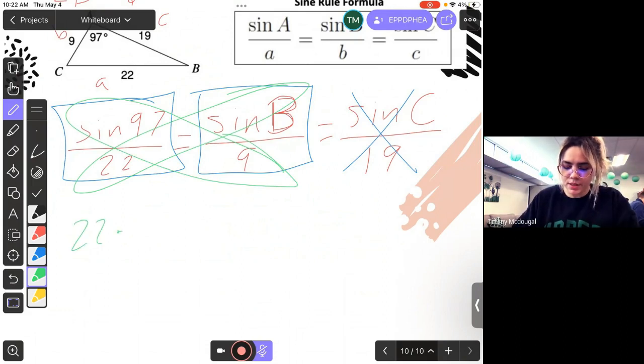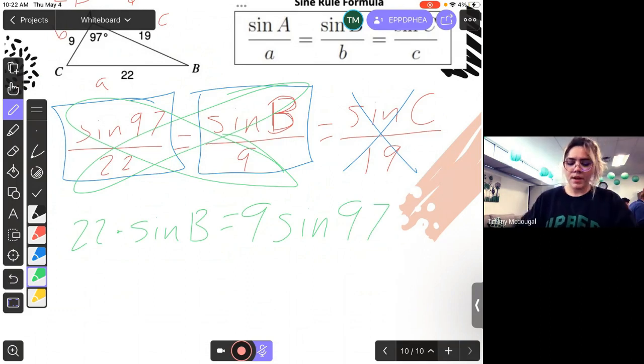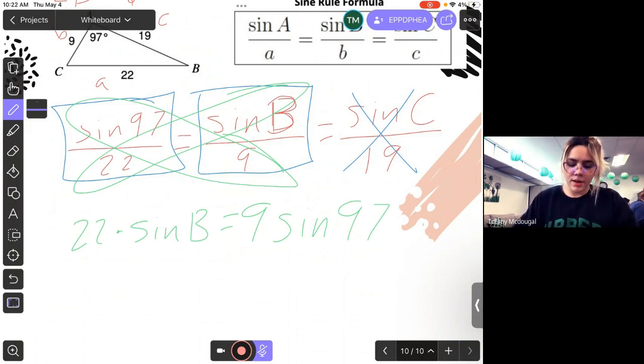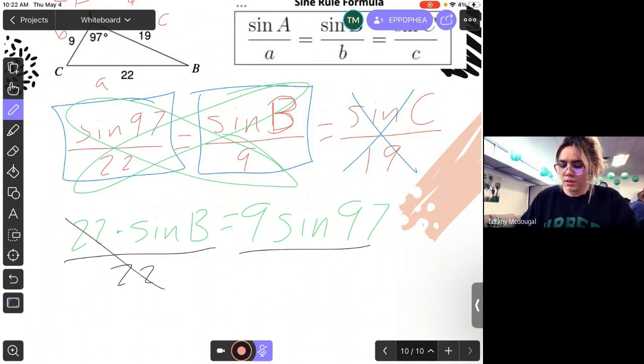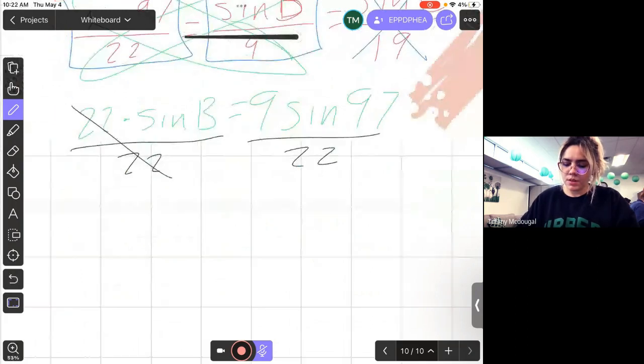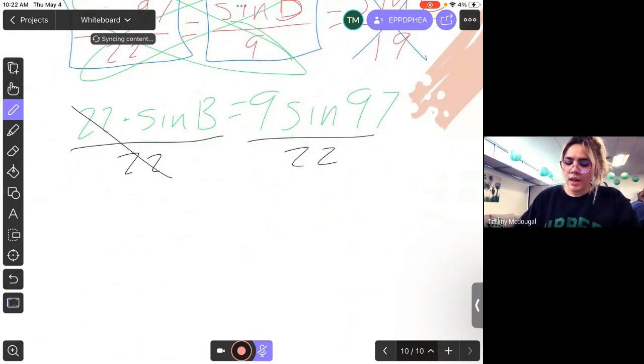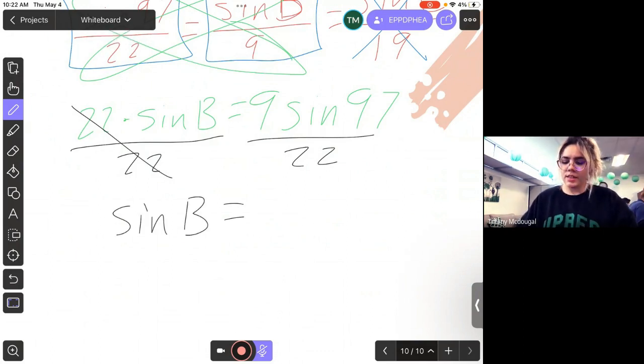22 times sine B is equal to 9 times sine 97. All right. And last step, go ahead and solve for our unknown. Our goal is to get capital B by itself, so I need to get rid of this 22. Move this up a little bit. And that will cancel. I'm left with sine B is equal to, let me put this into my Desmos calculator so I can condense that fraction.